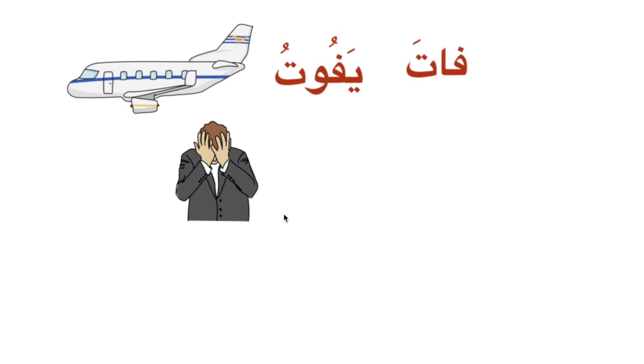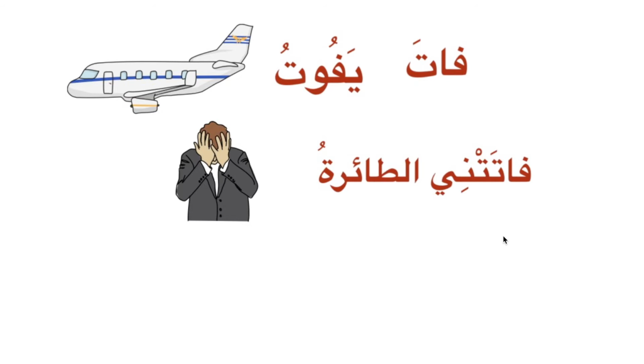So for example, if you want to bring this sentence, fatatni at-ta'iratu. So why fatat is because the fa'il is muannas, at-ta'iratu, it is your plane. So the plane missed me. That is how the literal translation, the plane missed me. But to make sense in English, you would say, I missed the plane. But in Arabic, you say, fatatni at-ta'iratu. So that is how the thing which is missed becomes the fa'il, and the person himself becomes a maf'ulun bihi. That you need to keep it in mind.